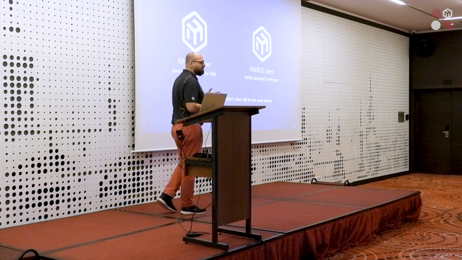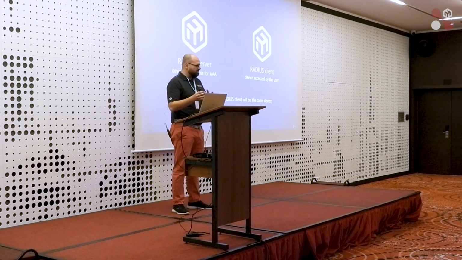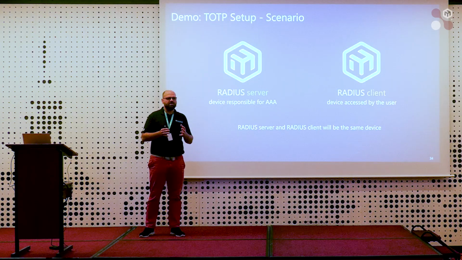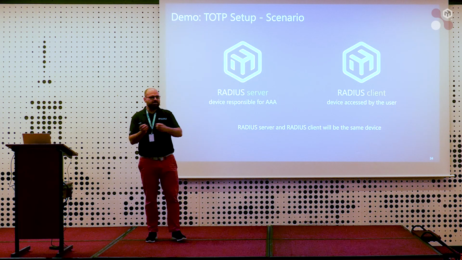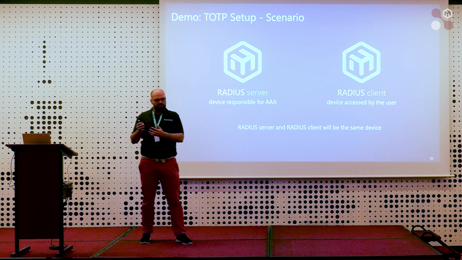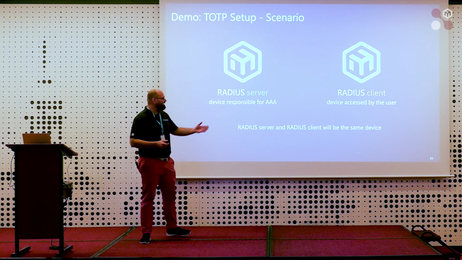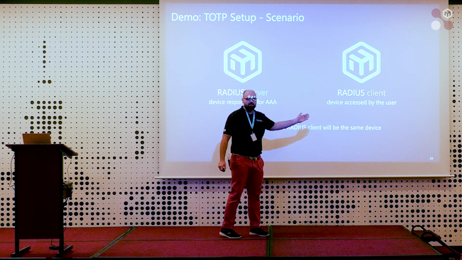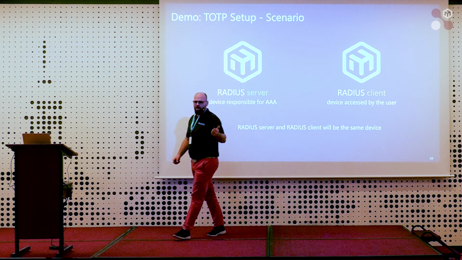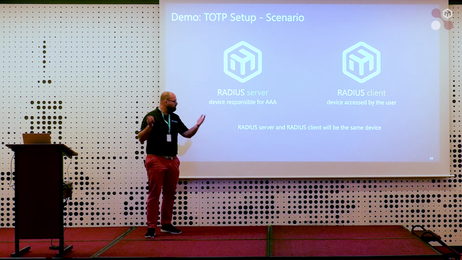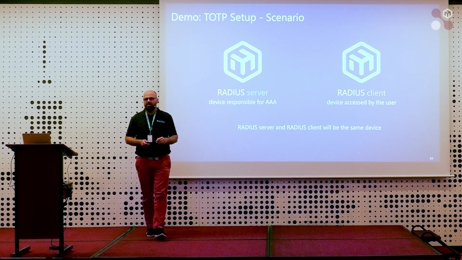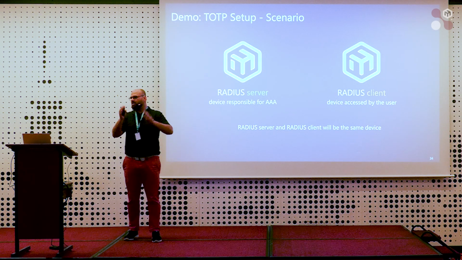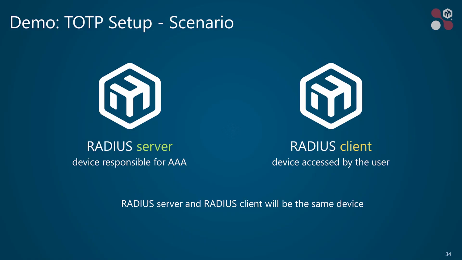And the Radius client, careful, it's not the user or the user's computer. The Radius client is the device that is using the Radius server to authenticate the user. So this is the end device that is accessed by the user. So in your environment, you will have one Radius server, maybe 2, I don't know, but you will have many Radius clients. So each of your switches, routers, access points, whatever, will be the Radius clients.